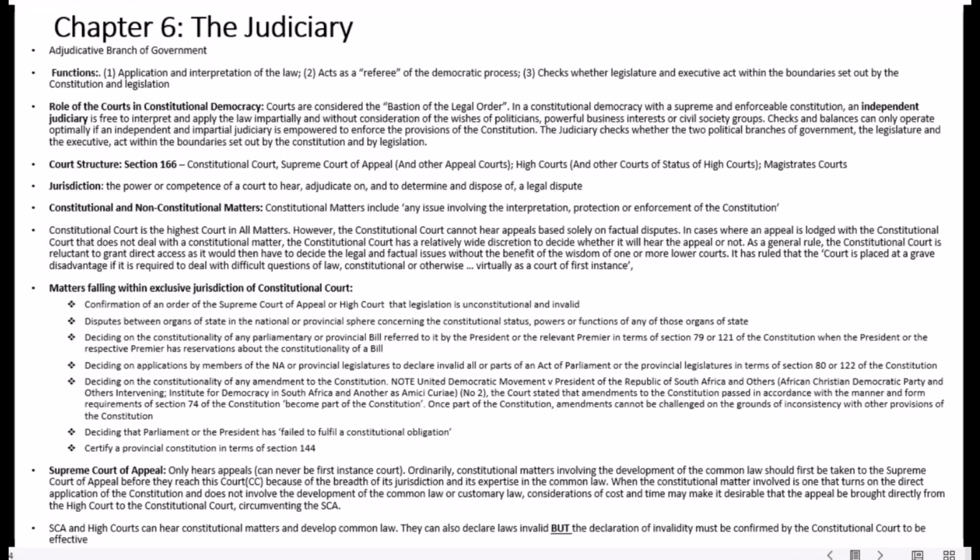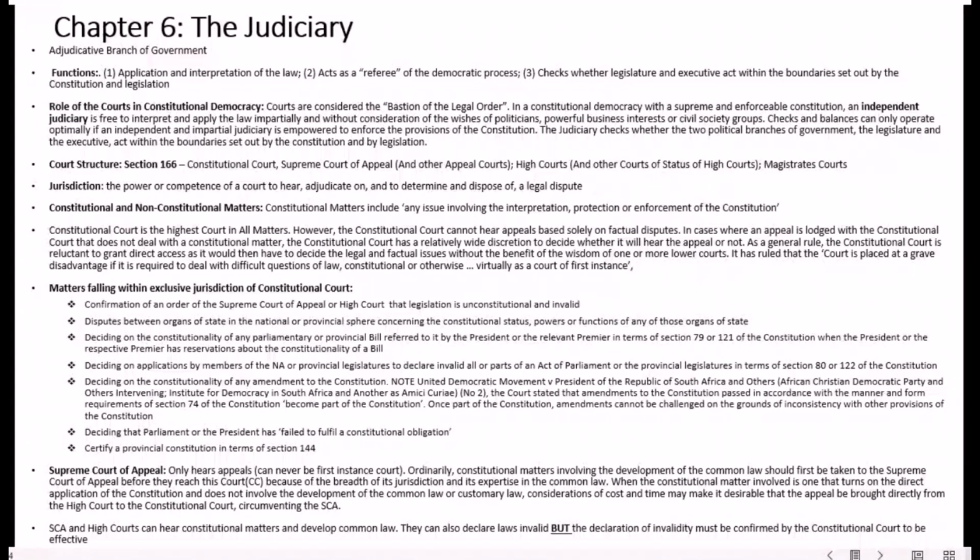So a confirmation of an order of the Supreme Court of Appeal or the High Court that legislation is unconstitutional and invalid. As we said previously, the High Court and the Supreme Court can declare laws invalid. However, this is always subject to confirmation by the Constitutional Court, and only the Constitutional Court has the power to actually grant the confirmation after it has been declared by the lower courts.